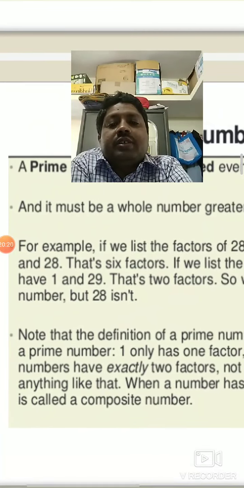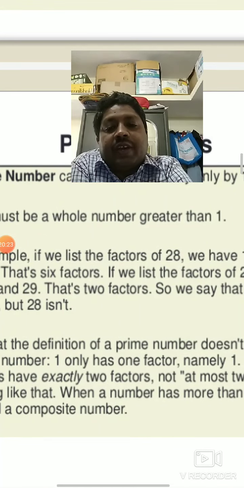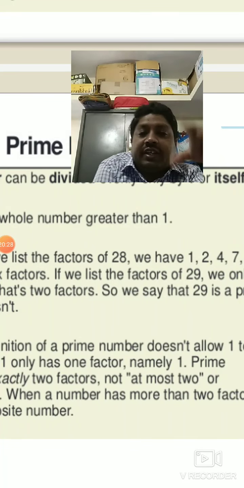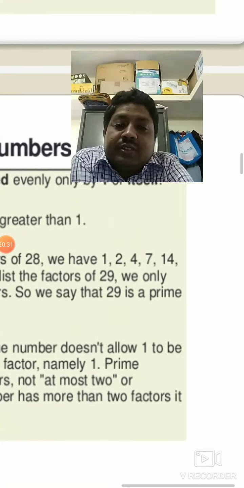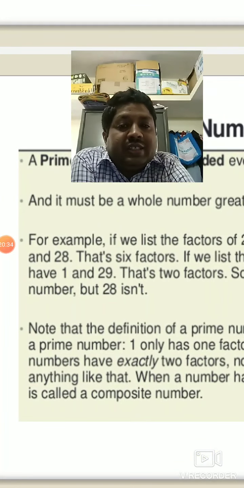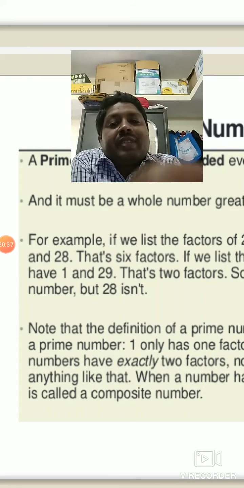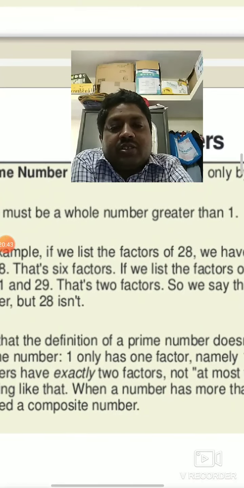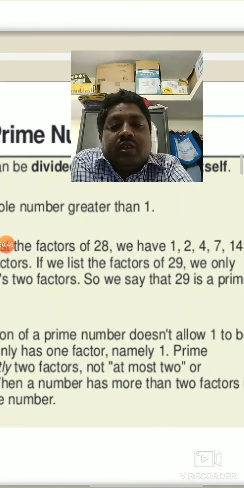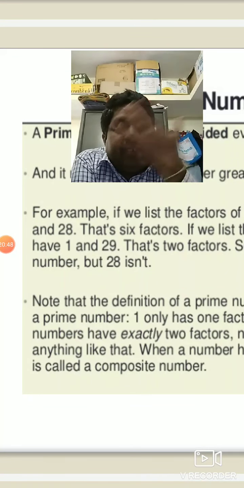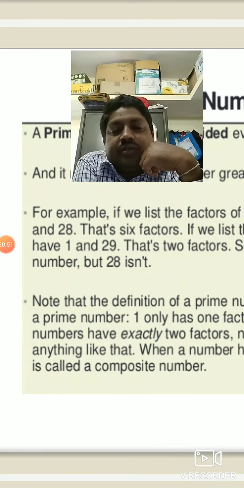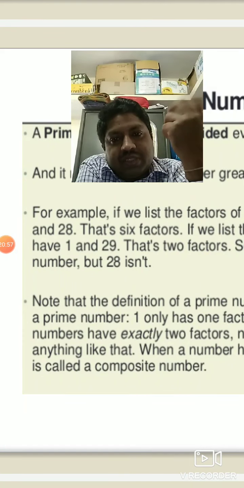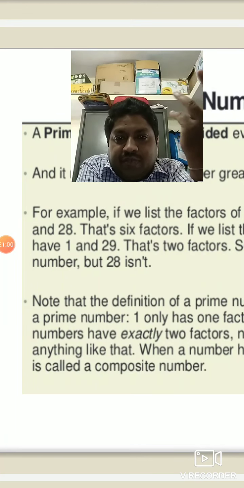So 28 has got 6 factors. If we list the factors of 29, what are they? You can tell me. 1 and 29, 1 and itself: exactly two factors. So we say that 29 is a prime number, but 28 is not, because it has more than two factors. In general, prime numbers are the numbers which have only two factors.